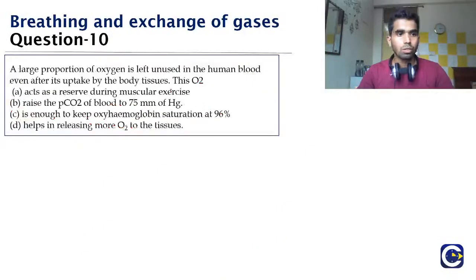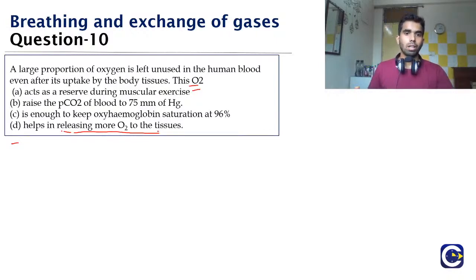Now coming to question number 10. A large proportion of oxygen is left unused in the human blood even after its uptake by the body tissue. What is the role of this oxygen that is left unused in our body? Option A is that it acts as a reserve during muscle exercise. Option B, it raises the partial pressure of carbon dioxide of blood to 75 mm of mercury. Option C, it is enough to keep oxyhemoglobin saturation at 96%. And option D, it helps in releasing more oxygen to the tissues.